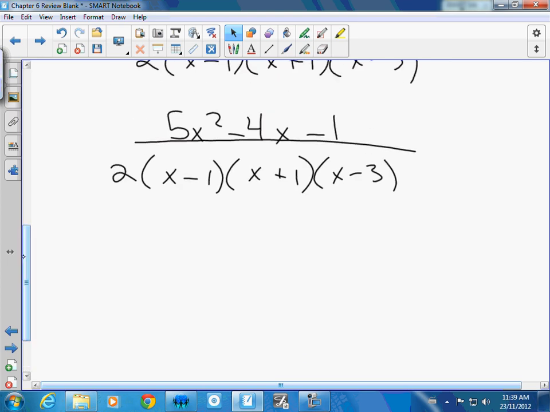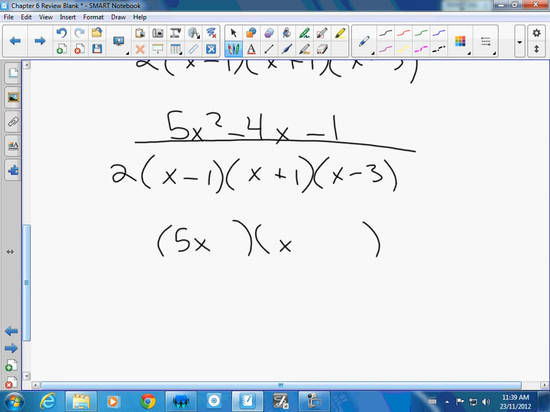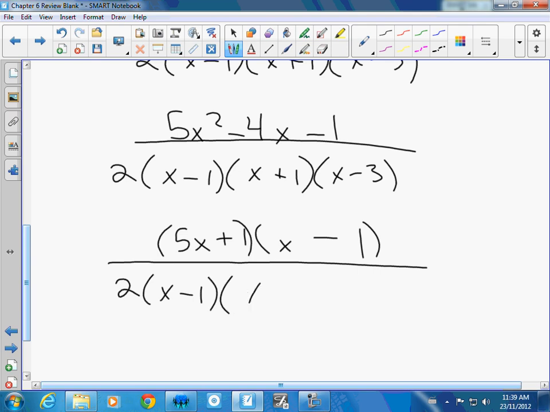Okay, what do you do on the top now? Yeah, you factor. 5x and x and 1 and 1. Where do the signs go? Positive, negative. Is that correct? Because that gives us our 5, that gives us our 1, that gives us our negative 4. Yeah. All over top of 2, x minus 1, x plus 1, x minus 3.